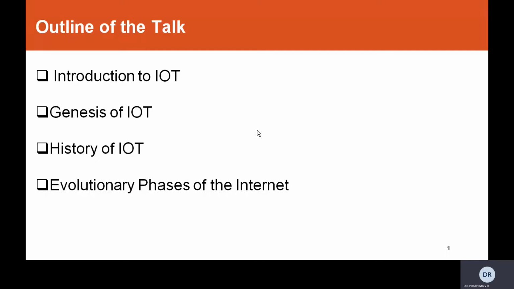Today we are just going to have a discussion about the Internet of Things. That's an introduction to the Internet of Things, the genesis of the Internet of Things, and a historical perspective of the Internet of Things, and we will cover some of the evolutionary phases the Internet is providing to the users. Let's begin our discussion with what an IoT is.